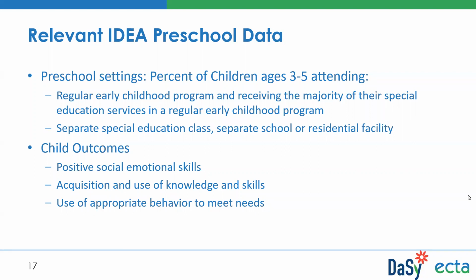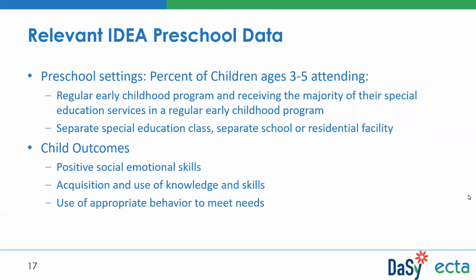So on the preschool side, we also collect a number of indicators. One of the things that we do collect is the percent of children ages 3 through 5 and where they're being served. So are they in a regular education early childhood program, and this is both of them receiving the majority of their special education services in that program? The kids that get pulled out for their services are not counted here, but they have to be in the setting and served in that setting. Or are they in a separate special education class, a separate school, or a residential facility?